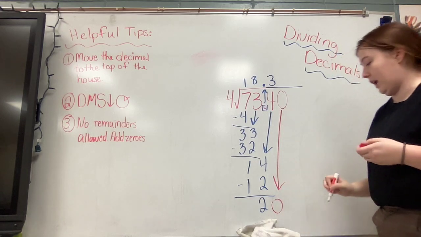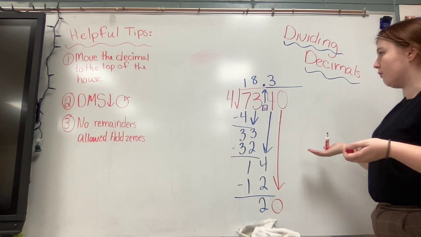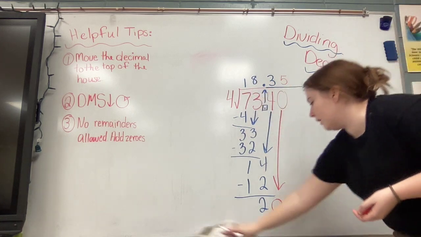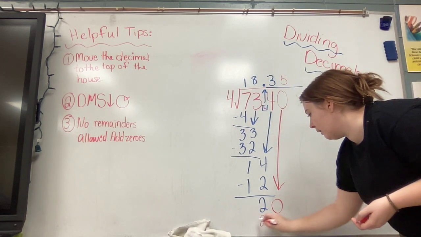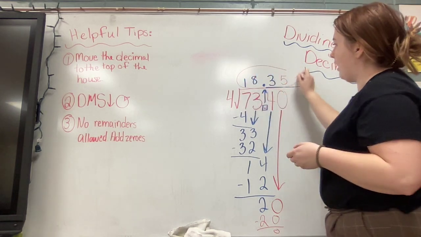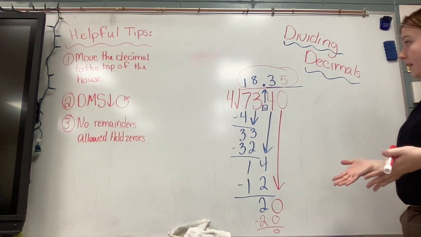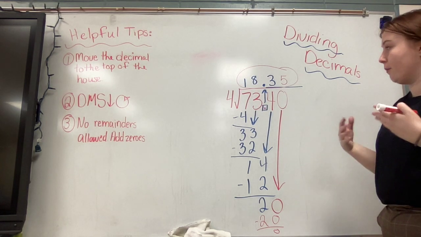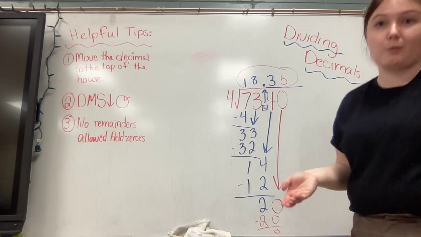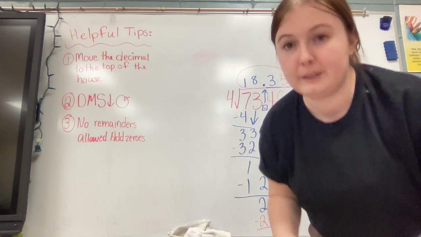Now I have 20. So how many times does 4 go into 20, I ask myself. 4 goes into 20 5 times. 5 times 4 is 20. And that is my answer, 18 and 35 hundredths. Okay. I'm going to pause here, and I would like you to pause and do the worksheet that was sent home with you, or some problems that are close or with division.